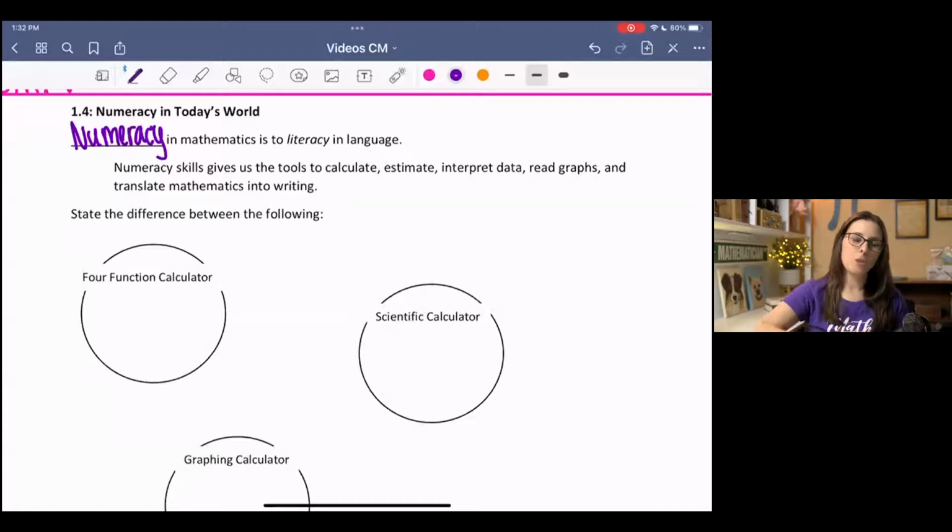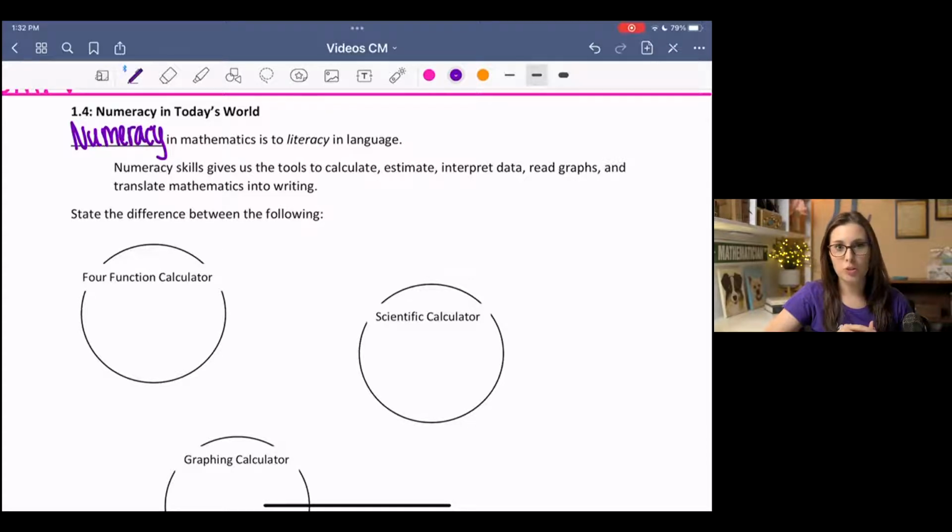Hey y'all, in today's lesson, we're going to be talking about numeracy and also using some basic calculator skills. Numeracy in mathematics is like literacy in language. So numeracy is the ability to read and understand mathematics.